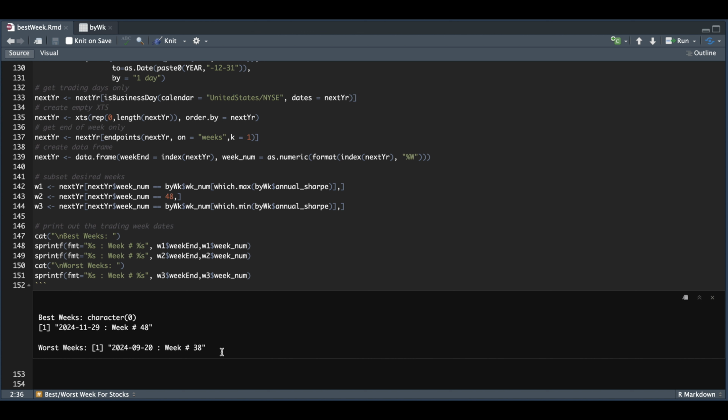Well, with that, guys, this concludes the video. As I mentioned, you can change the ETF or stock and run the code to see if you can detect some patterns. And I hope this was useful information.